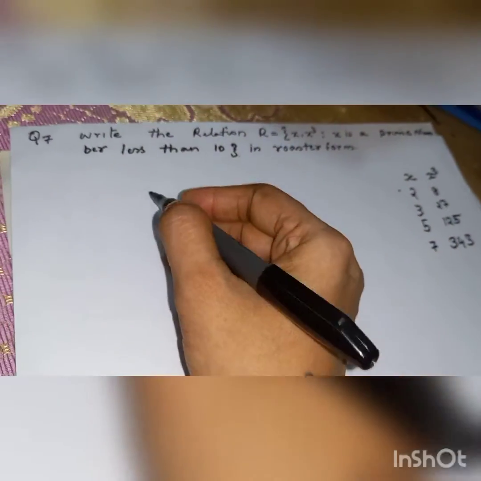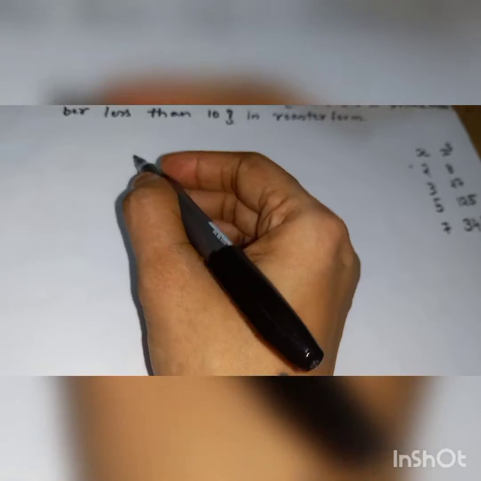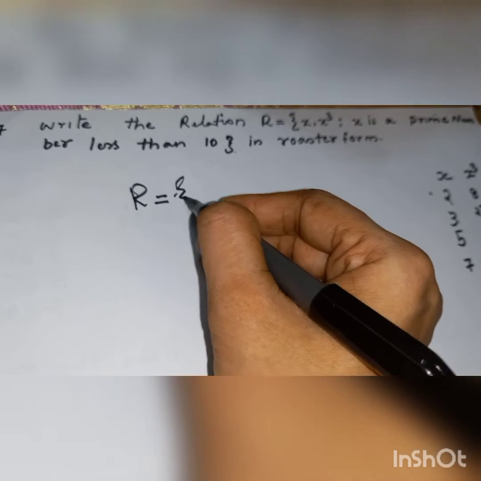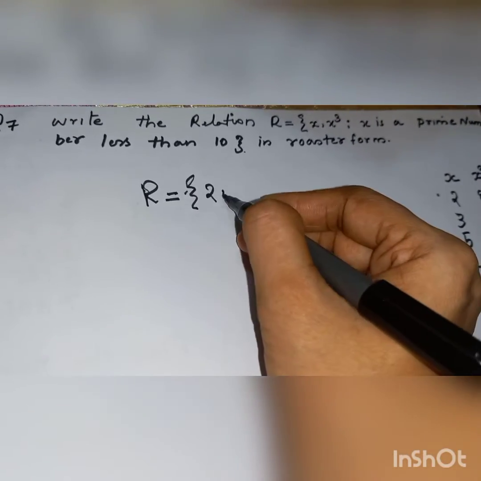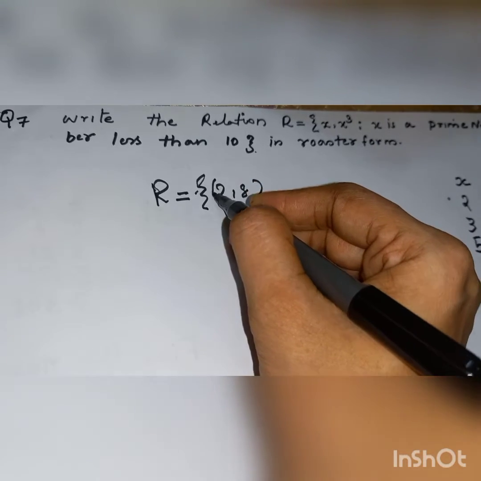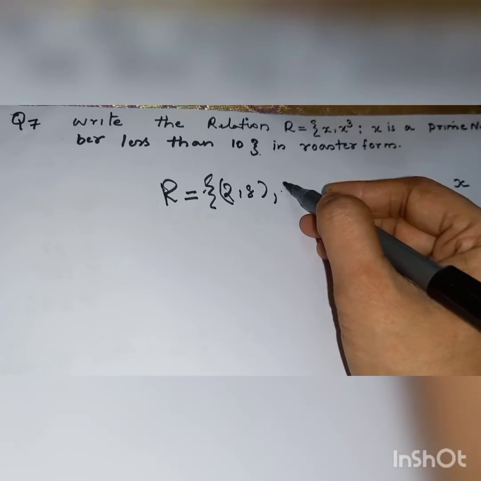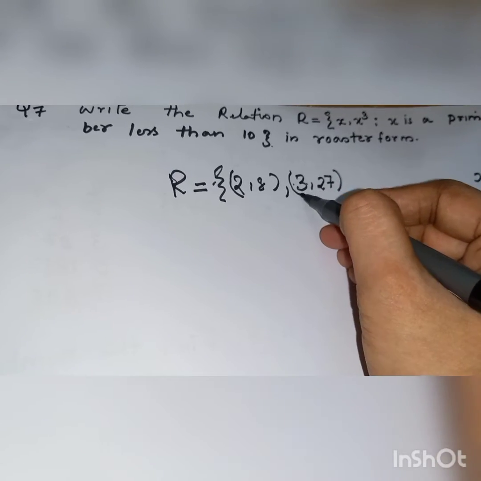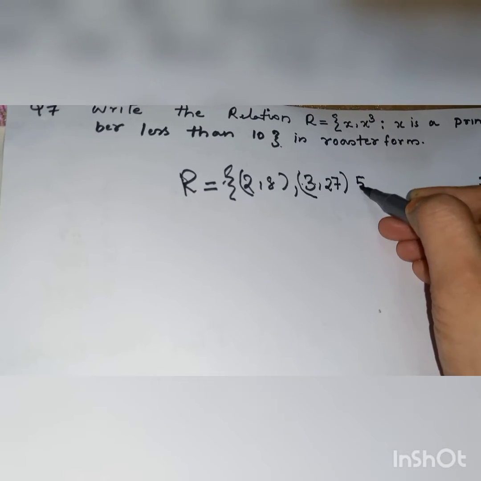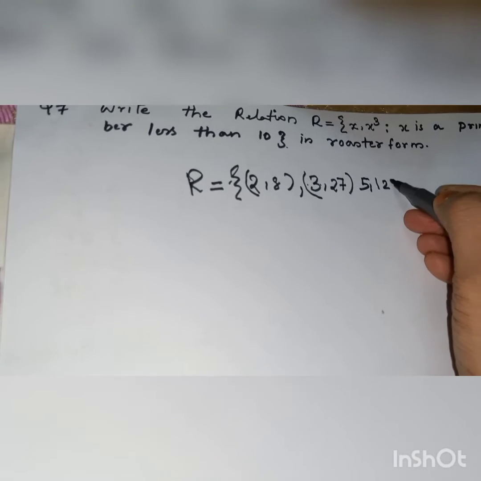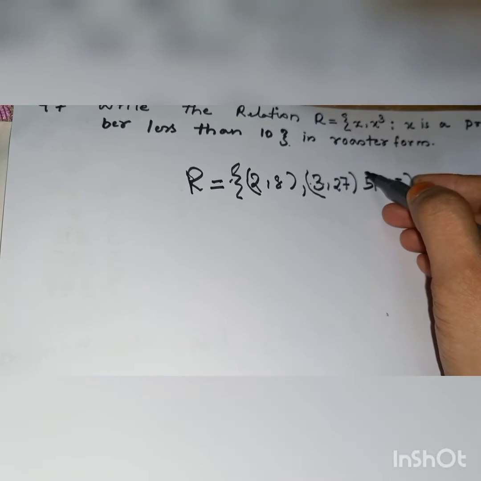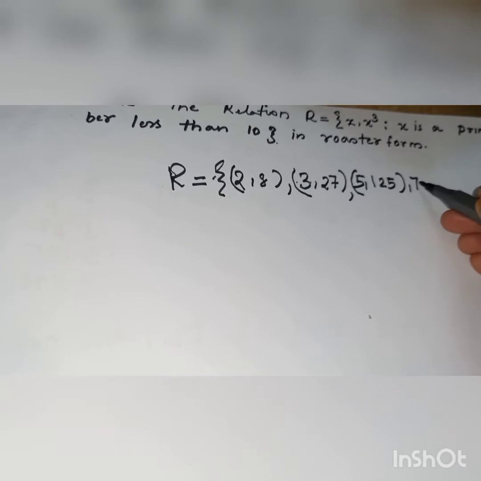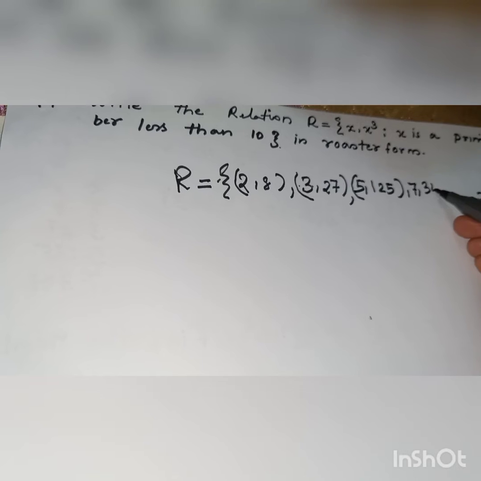We can write this in roster form. How can we write this in roster form? Let's check. R is equal to the set 2, 8, then 3, 27, then 5, 125, then 7, 343.